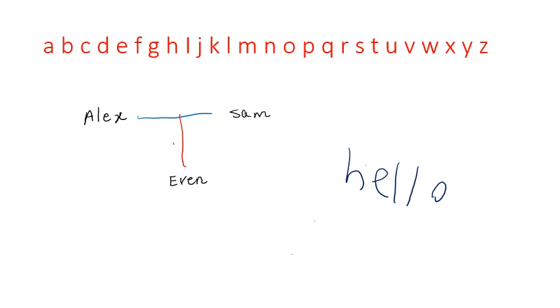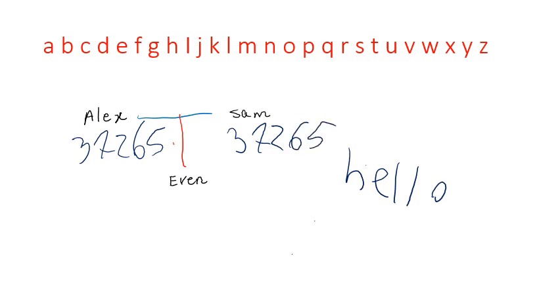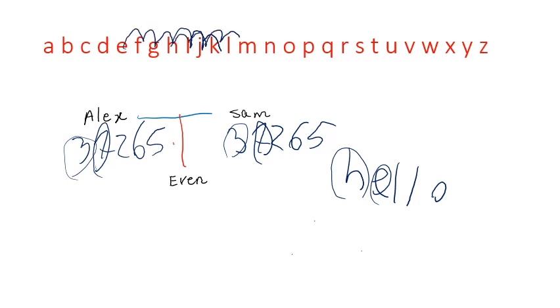This time Alex and Sam have a code. Let's say the code is 37265. So we would start with 3, which would go on to 8. So H would become 3 bigger: I, J, K. 7 would be equivalent to E, which means E would be 7 bigger. So 1, 2, 3, 4, 5, 6, 7, 8. 7, I mean, over here.